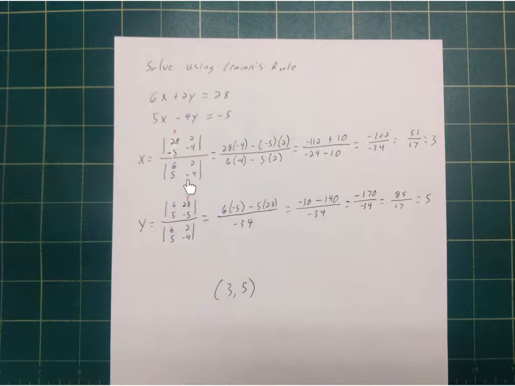How do you determine this bottom determinant? We just write down the coefficients 6, 5, 2, negative 4. Okay, so the bottom determinant's easy. When you have it in this form, you just copy down the coefficients.